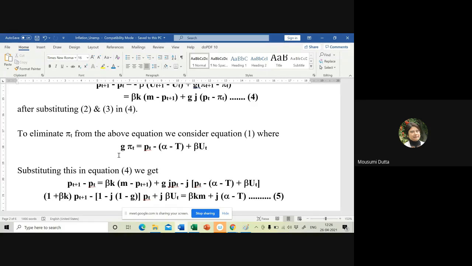Subtract equation number 5 from equation number 6. So you will get the U(t+1) minus U(t) term there. And in the U(t+1) minus U(t) term, you plug equation number 2. So please proceed in that way. Advance equation number 5 by 1 period.